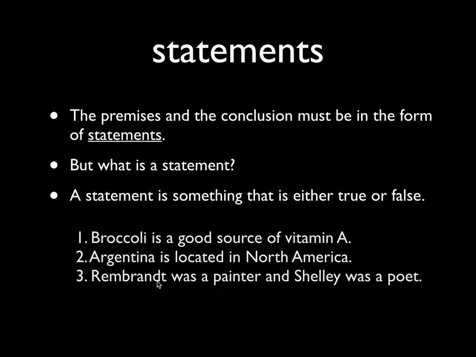Notice also that in number 3 here, Rembrandt was a painter and Shelley was a poet, we actually have two different statements, right? So for instance, I could put the true label on Rembrandt was a painter. I could say Shelley was a poet. That's also true. And then you can connect those together with an "and." And then actually that makes a brand new statement. We can also evaluate it to see whether it is true or false. We'll talk about that later.